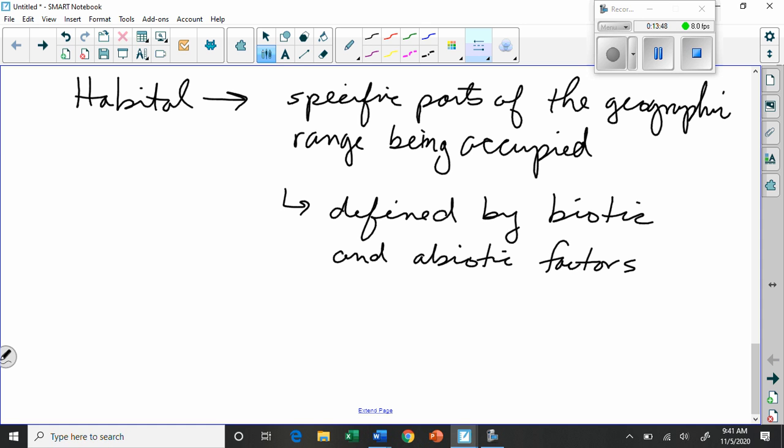humus is a nice dip. Humus is the stuff on the ground that's rotting and decaying, right? Anyway, those would be the factors of a swamp. If we said desert, that's a different habitat, obviously.